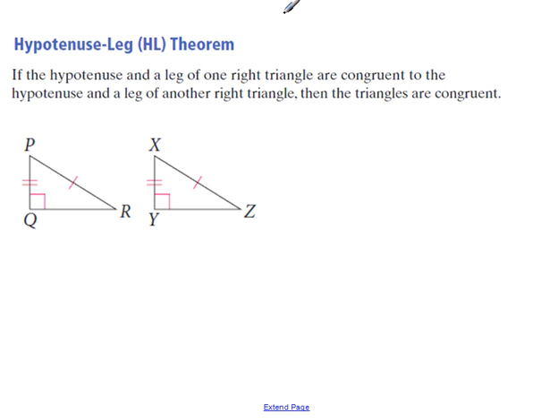And finally, the hypotenuse leg theorem. If the hypotenuse and a leg of one right triangle are congruent to the hypotenuse and a leg of another right triangle, then the triangles are congruent. So we use hypotenuse leg theorem only for right triangles. Please keep that in mind. All right, so let's do a couple of these proofs and then we'll conclude.